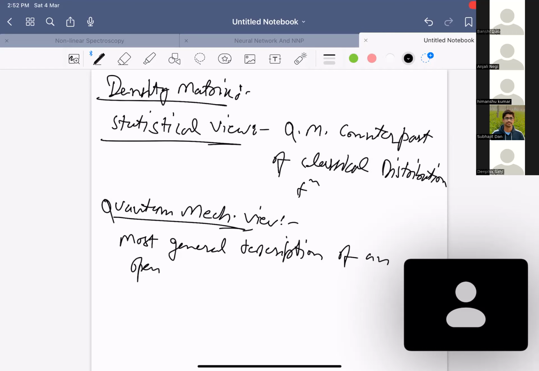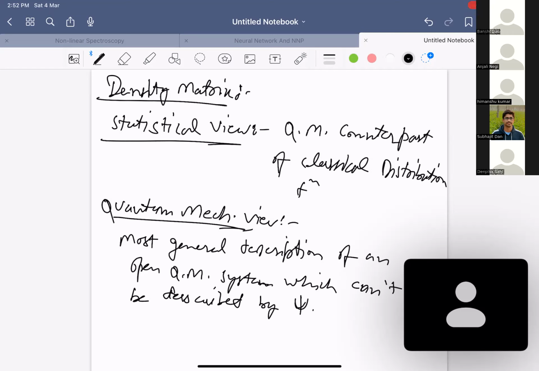What do you mean by open here? So open means it is connected with a bath. Not closed means we have only the system and there is no surroundings. But an open quantum mechanical system means it is connected with a bath also. So it is the most general description of an open quantum mechanical system which cannot be described by a wave function.